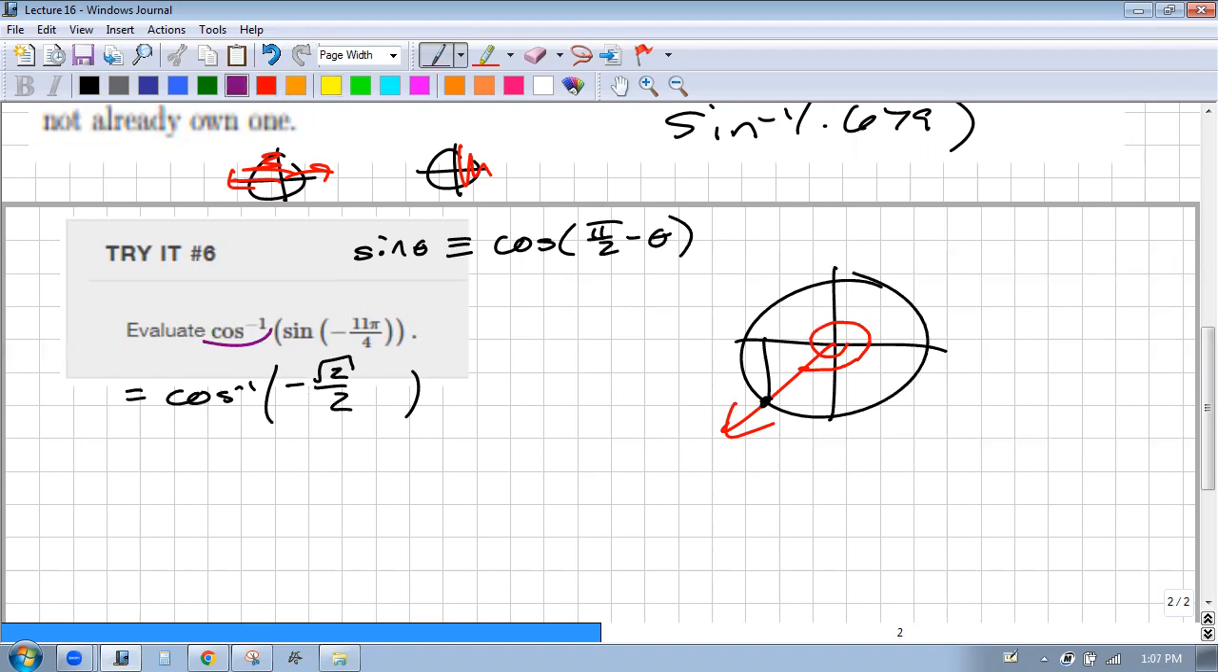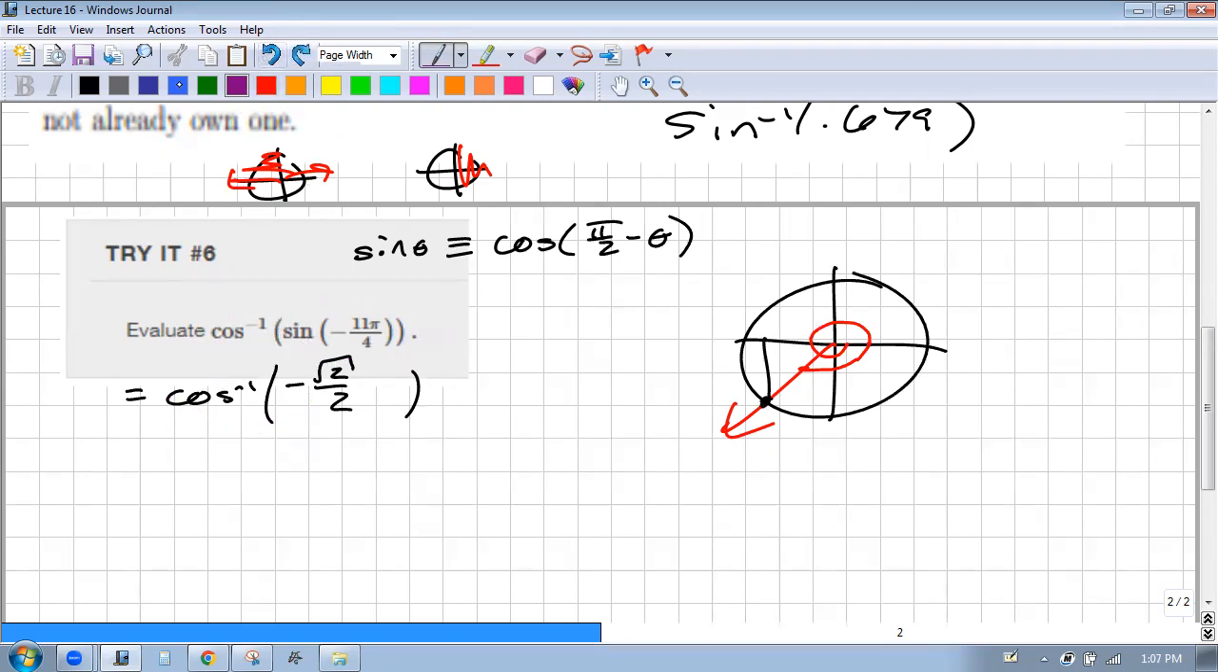So cosine inverse here doesn't see sine of all of that. All it knows is negative root 2 over 2. These are the same number, just two different representations of the same number. Cosine has no idea that this number came from sine. That's just something we wrote. It just knows minus root 2 over 2.